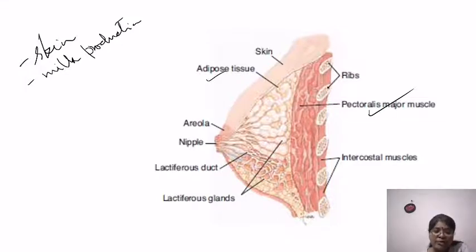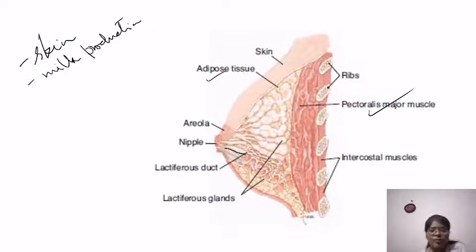You can see these lactiferous glands are there. Here, human placental lactogen causes the development of your mammary glands during pregnancy, so that they become capable of producing milk. These are the ducts through which the milk will come out, and this is the dark pigmented area which we call the areola.